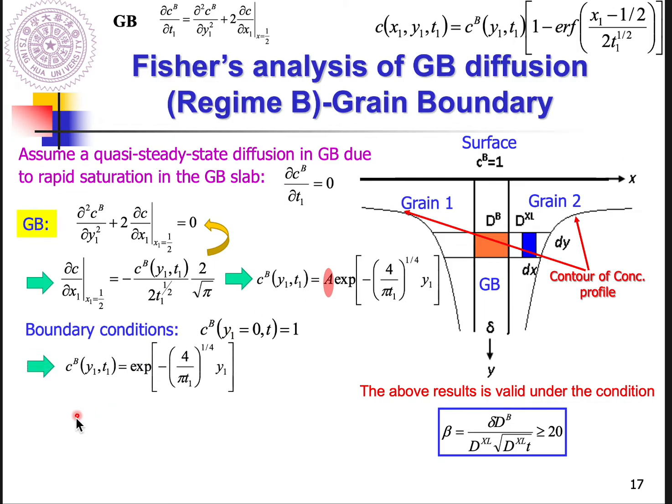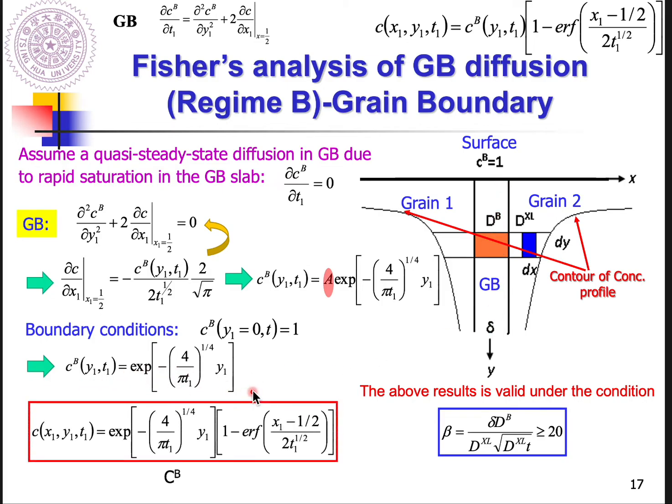So this is Cb, how the Cb changes with y and t, and it obeys exponential decay. You can expect it based on these results, and we substitute the Cb term here. We successfully get the concentration of diffusing atoms changed with location and time, expressed like this. This is a Cb, and also we use a 1 minus error function term.